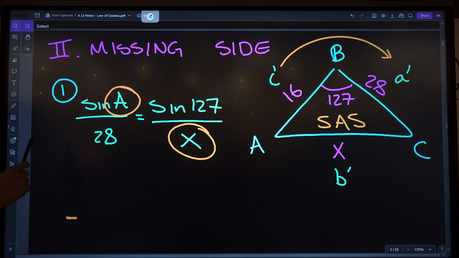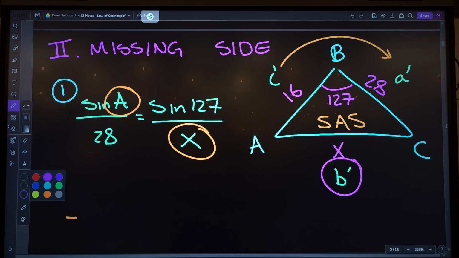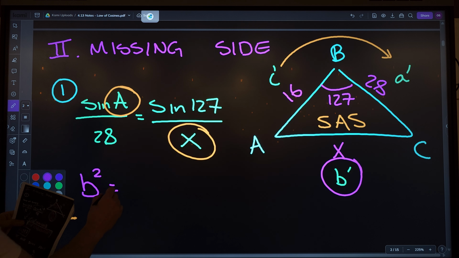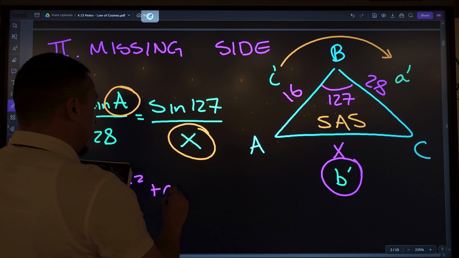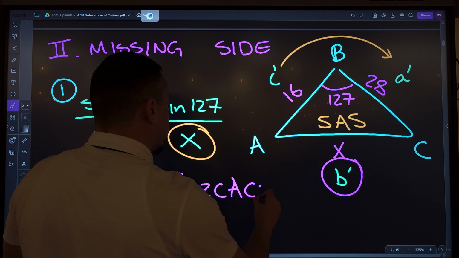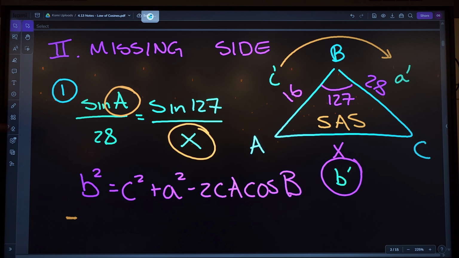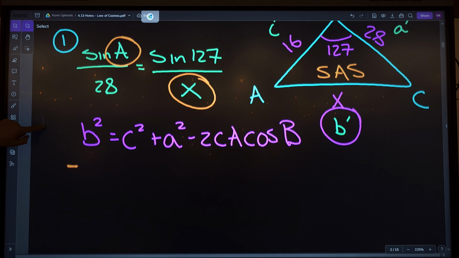Okay, so we're looking for the B side. So I'm going to use that B formula, not the A one, not the C one. So I'm going to rewrite it for you. B squared equals C squared plus A squared minus 2CA cosine B. That's the formula. Okay.